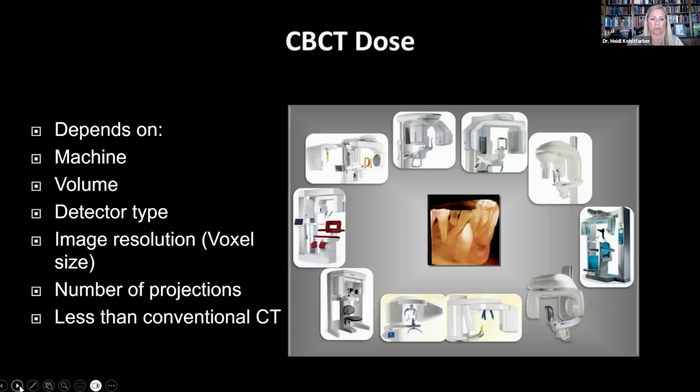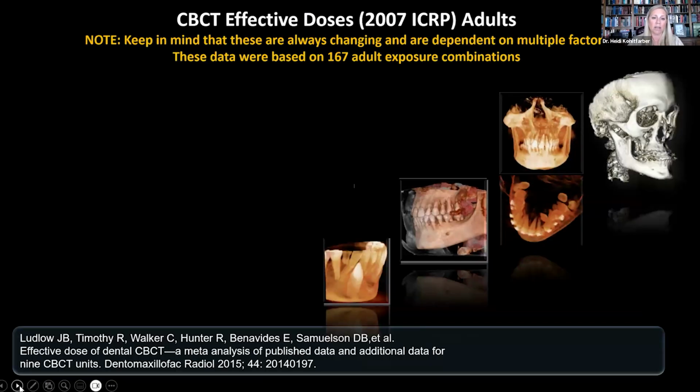So if I put it, for example, in a high definition mode, that's going to be more dose than a low definition mode or regular mode, or I guess it would be standard mode. And then on average, it's less than conventional medical CT. When we're talking about dose, one of the things you'll notice is we use something called the effective dose, and that takes into account the tissue sensitivity to ionizing radiation. So it can be site specific.